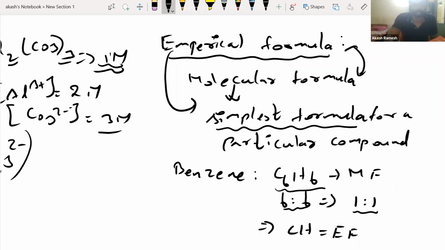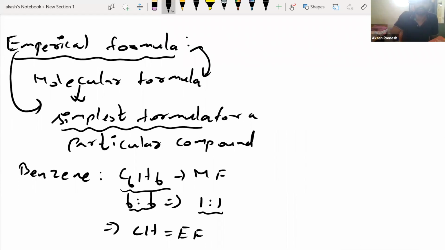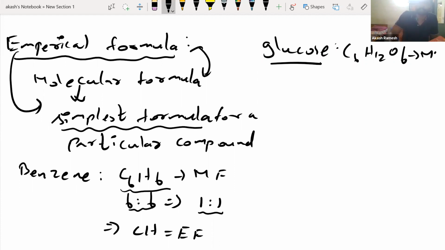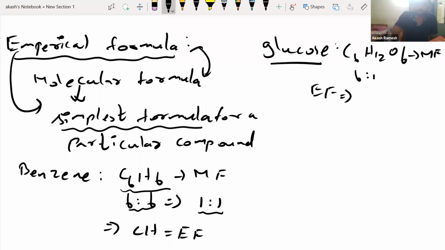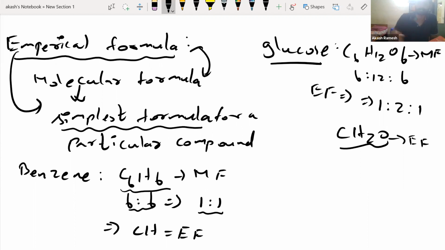Now I'll give you one more example. Take glucose. I know glucose's formula is C6H12O6. Now this is the molecular formula. Can someone tell me what the empirical formula will be? CH2O, correct. Here it is 6:12:6. If I cancel by 6, it will be 1:2:1. So I can write the formula as CH2O, as simple as that. That would be the empirical formula. Very simple.